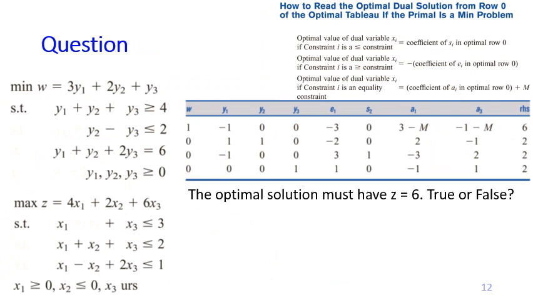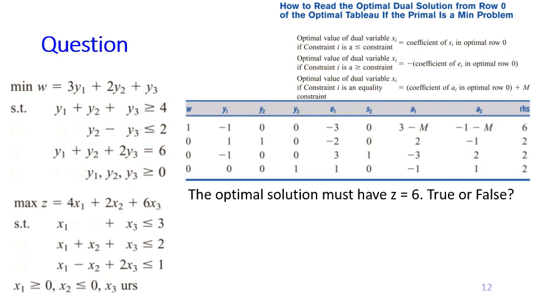Okay, so you've seen that we may use the optimal table of the primal to get the optimal dual solution. And it's quite easy, right? You just need to be careful with looking at what is the sign of the constraint in the primal, check the optimal table, and read the correct one, whether it is slack, excess, or artificial variable, and be careful with the sign.